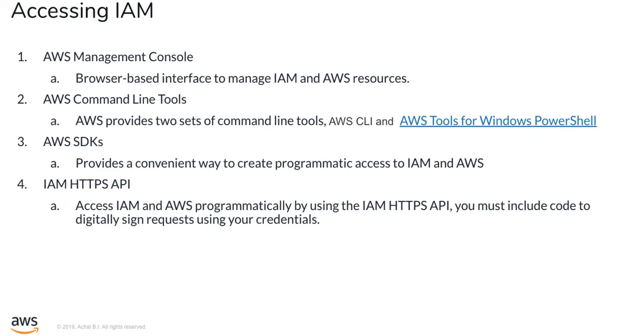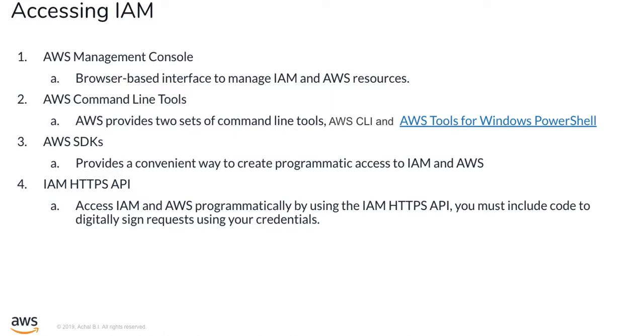So you can access IAM using three different ways, and those are management console. Basically, this is a browser-based interface where you log in with your credentials and you manage the AWS resources. So you would be part of IAM as a user, and you would be logged into the system with your own set of credentials. And once you log in, you would get a browser-based interface, and you could access AWS resources.